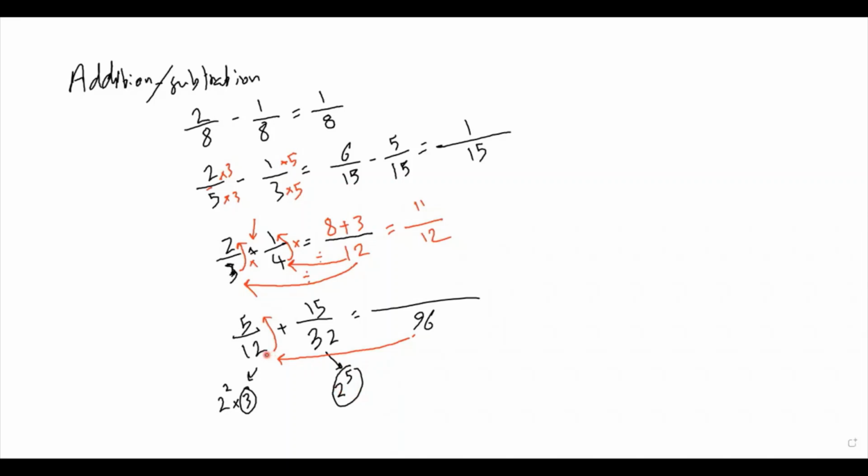12, well, if you want to do it mentally, 96 was 2 to the power of 5 times 3, right? And if you divide this by this guy right here, the only thing left is 2 to the power of 3, which is 8. 8 times 5 is 40, plus 96 divided by 32, that gives us 3 times 15, that would be 45, and the final answer is 85 over 96.